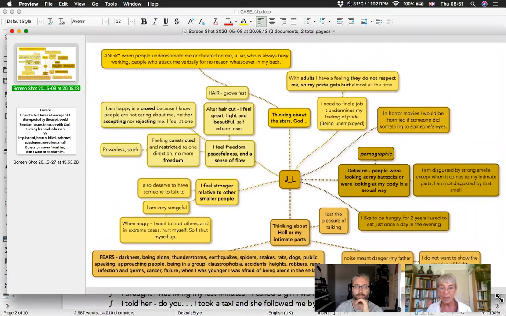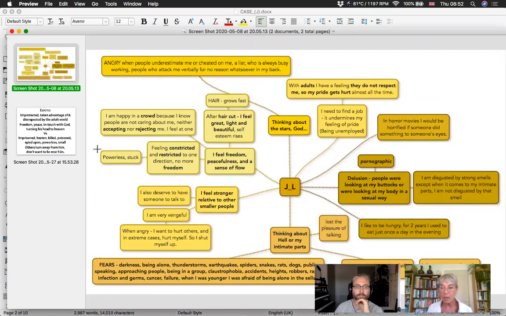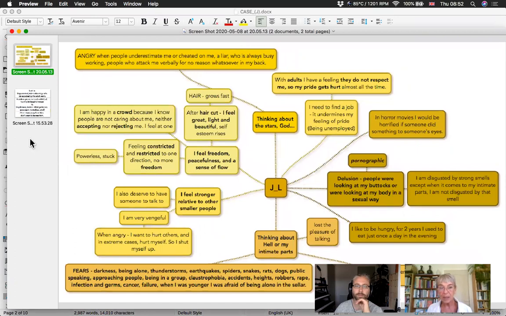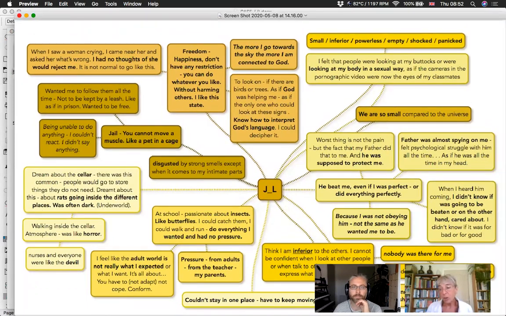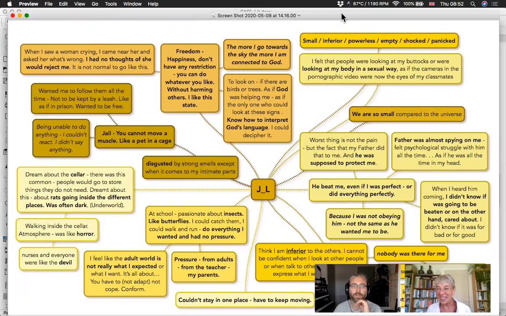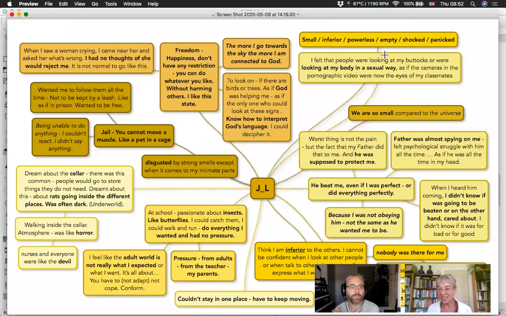The mind map, the case of the young man, yeah. And the mind maps of both of them are the same person. One of them is created from the questionnaire that he filled in, and one of them is created from the consultation. I see. So this one is from his questionnaire and this one is from the consultation. Well, that's why they overlap. Absolutely, they're the same person.